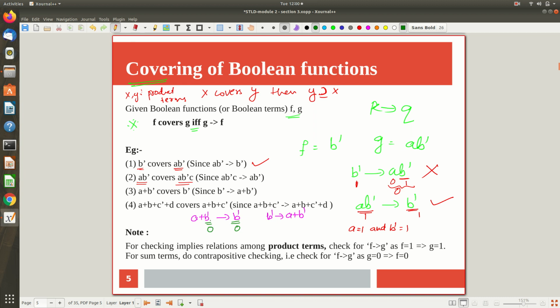Now can I say that A plus B dash is 0? That is my question. B dash is 0. Can I say that A plus B dash is 0? No, right? Because this A can assume 1 or 0. I don't have any information about A.